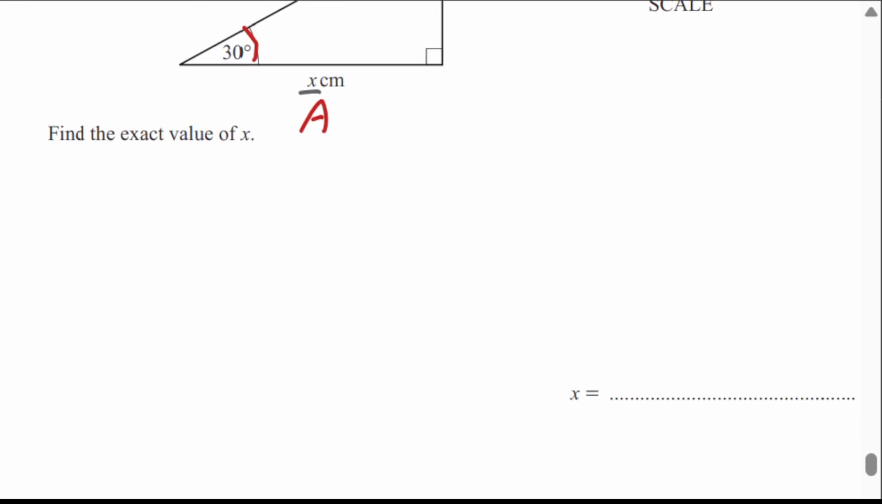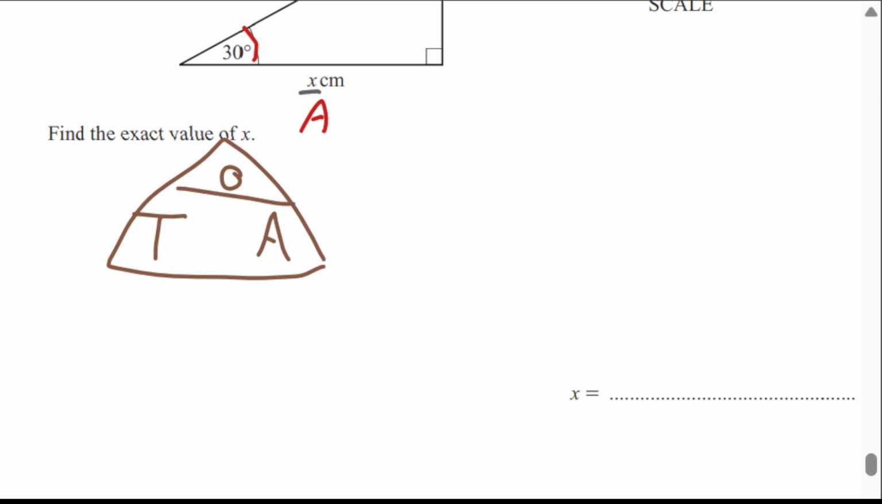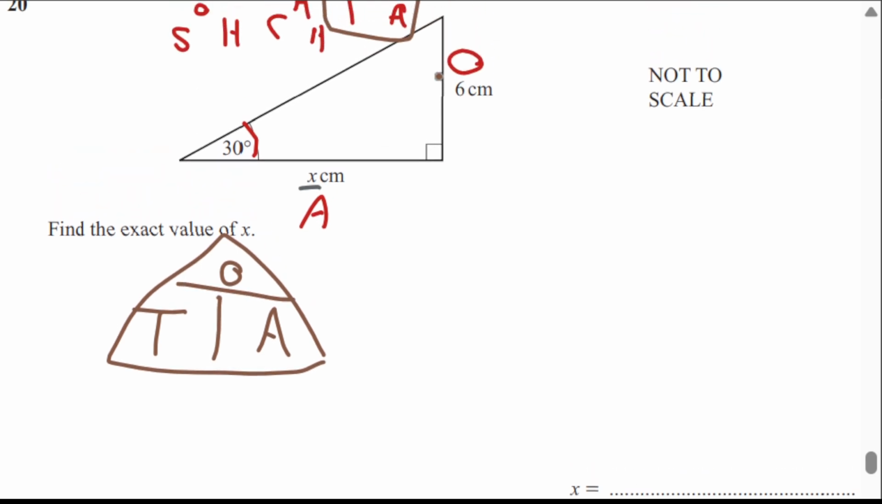I like to write it in a triangle way. It makes it easier. So let's write it like that. And let's do the triangle. So what we are looking for is A. A is O divided by T, which is tan 30. So let's write it down. So to find x is equals to O, which is 6, divided by tan, the angle, which is 30.